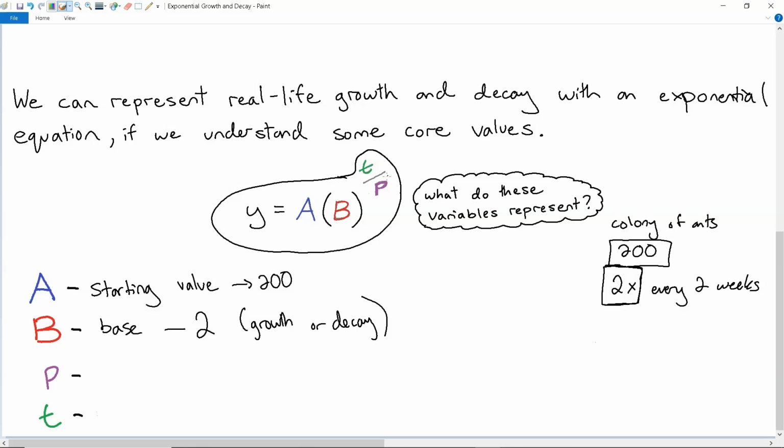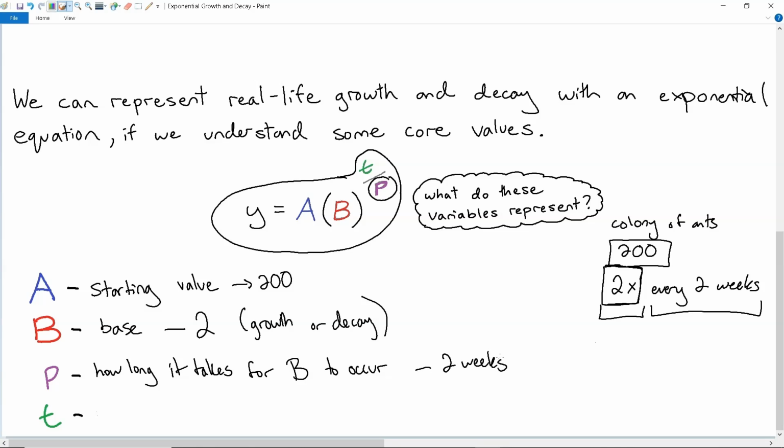The p value, which is our denominator in our exponent, is going to be how long it takes for our base to occur. So in our example, our base of multiplying by 2 is happening every 2 weeks. So this is basically how long it takes for b to occur. And in our example, we have 2 weeks or 14 days.